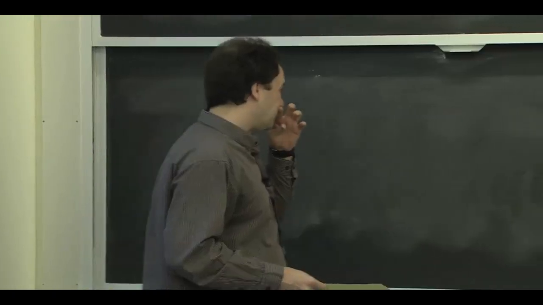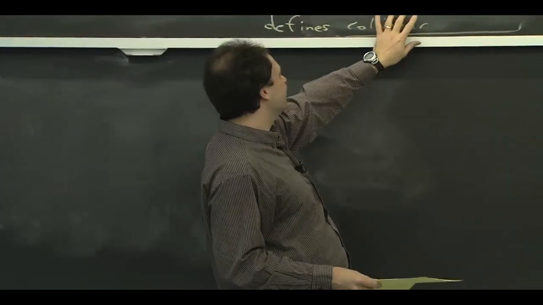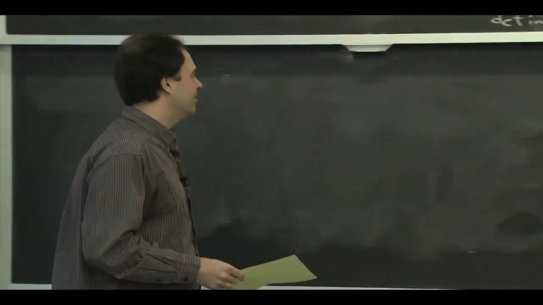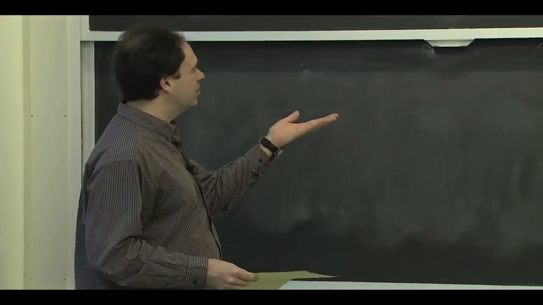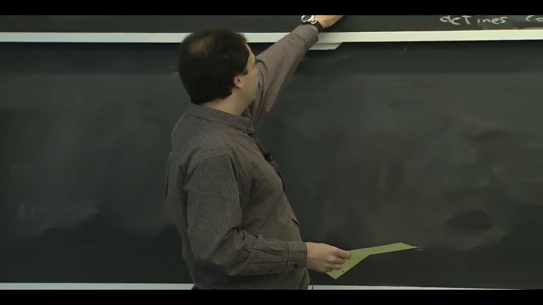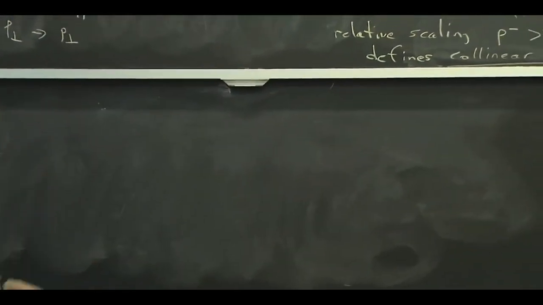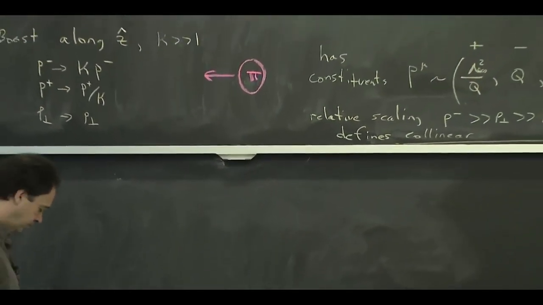OK, so in the n mu direction, we have a large component p minus, and that defines this thing as collimated in a particular direction. Its perpendicular fluctuations to that direction are small. And so all the degrees of freedom that are in this boosted pion have that type of scaling.